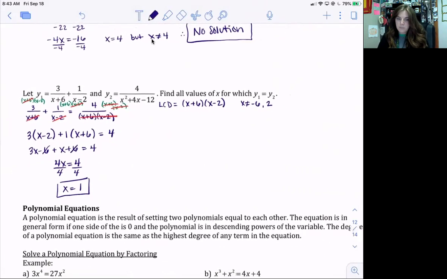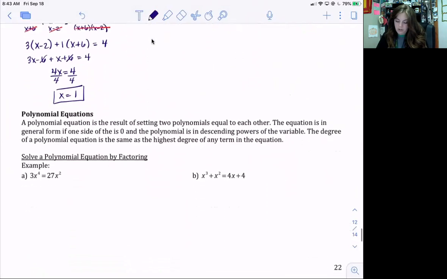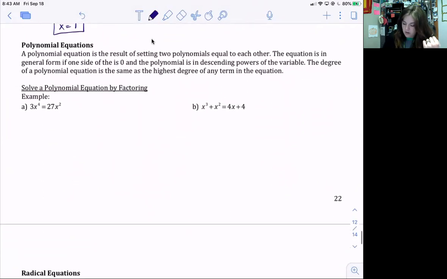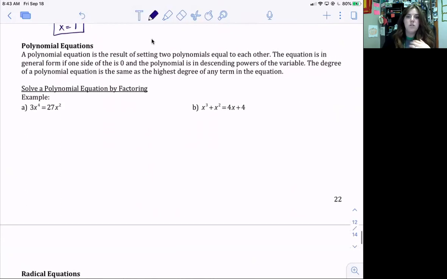Okay, the last part we're going to talk about today is polynomial equations. This is very similar to when we were looking at solving by factoring. So that's what we're going to apply. So here, first example, 3x to the 4th equals 27x squared. We always want to start with making sure we're equal to 0. So I'm going to rewrite this by subtracting that 27x squared to the other side.